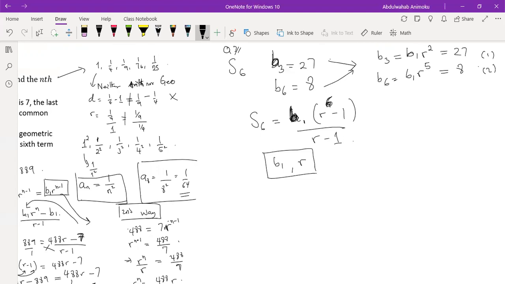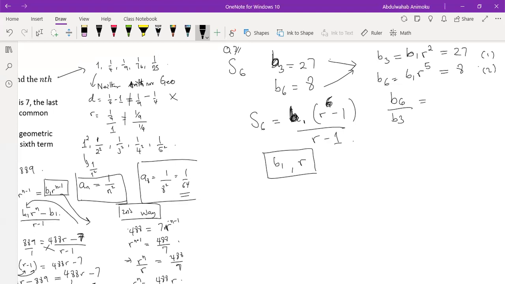Now, anytime you are dealing with solving 2 simultaneous equations and you are dealing with geometric sequence, a useful skill to have in simplifying and solving those 2 equations simultaneously would be to divide the higher term with the lower term. So you generally just divide the higher term, which is B6 over what? B3. Do this division, right? Just find the ratio of this.